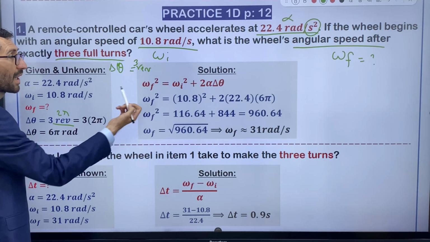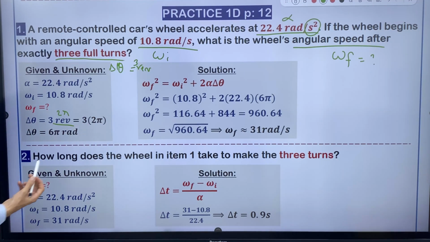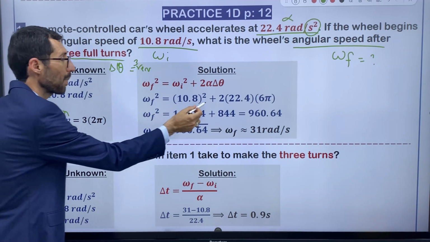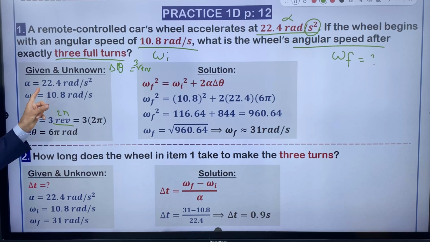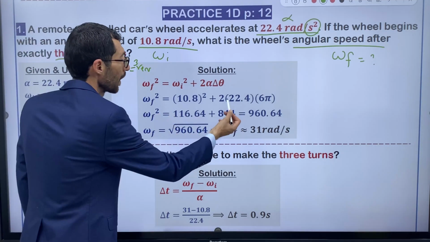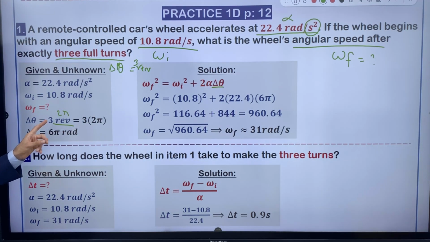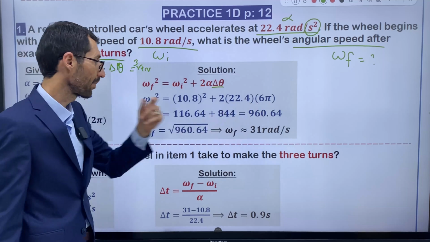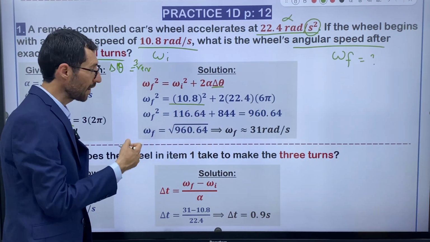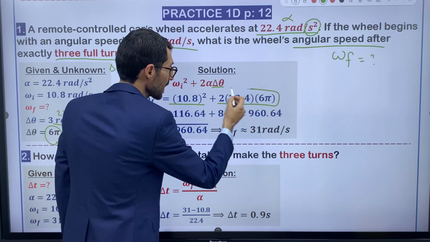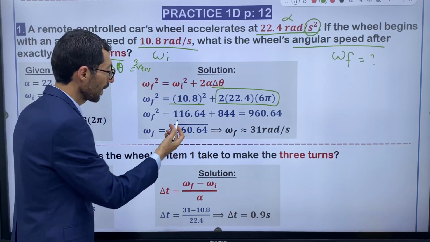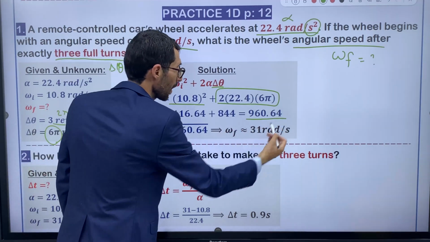So omega f, we look for omega f because it's unknown. Omega I, 10.8 squared plus 2 alpha. Do we have alpha? Yeah, we have alpha, 22.4 multiplied by delta theta. Are we allowed to write 3? No, because it's given in rev. You have to convert it to rad by multiplying by 2 pi, and you have to write 6 pi in place of delta theta. After that, you square this term, multiply these values together, and add them up to get one number.